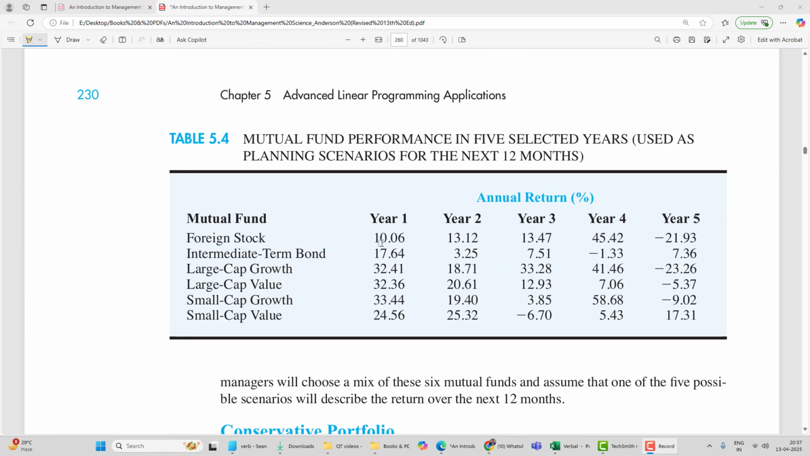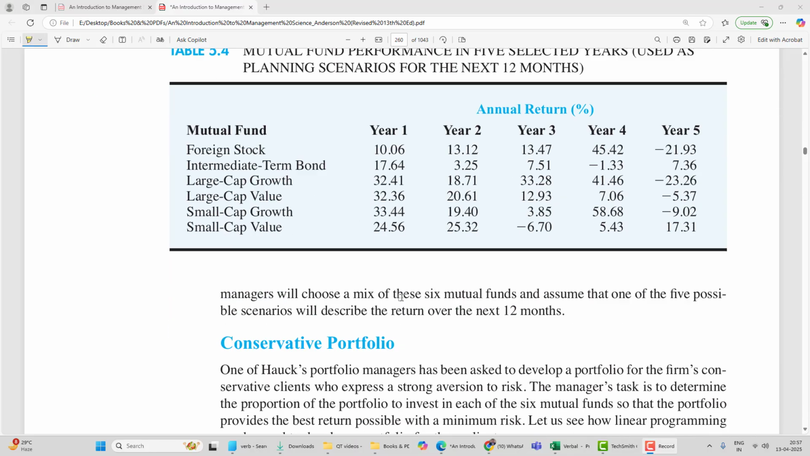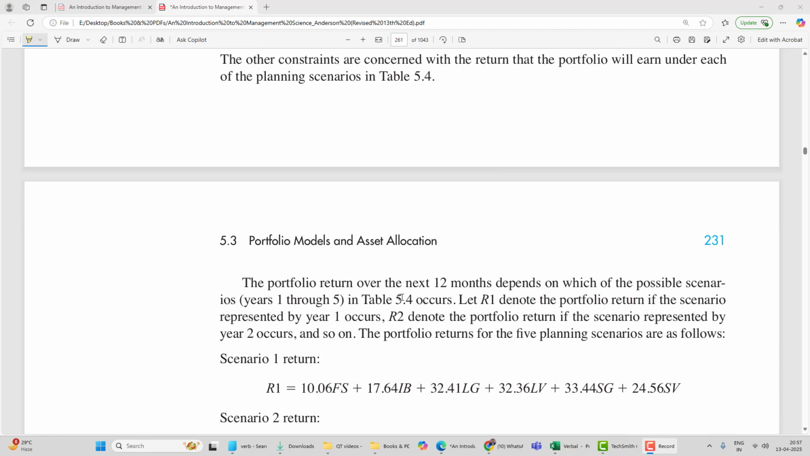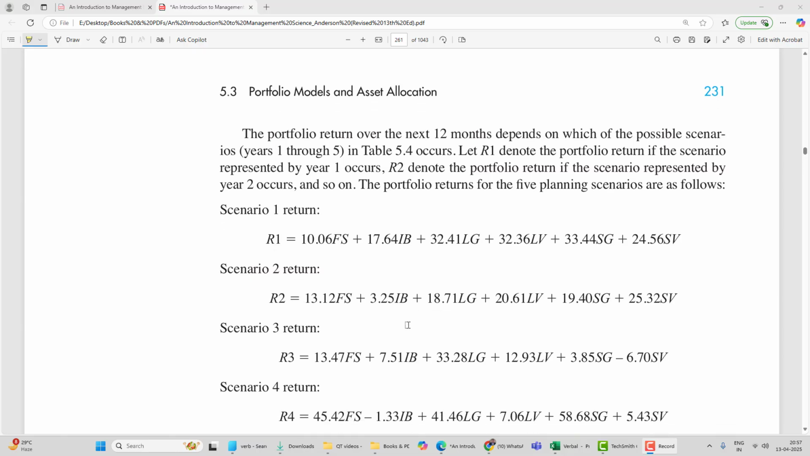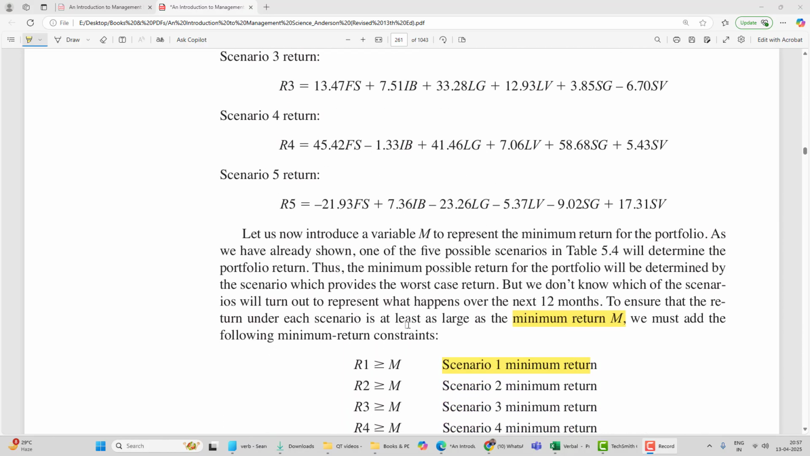Then under the first scenario, when we invest, the returns will be 10.06 times Fs, plus 17.64 times IB, and so on. So the first year returns are given here, right? When you add this, it will be the first year return, this will be the second year return, and so on.